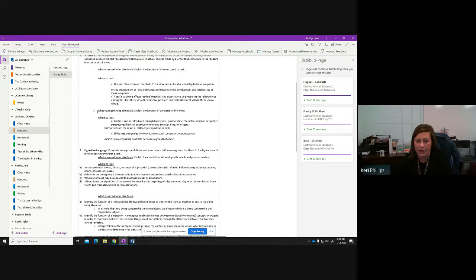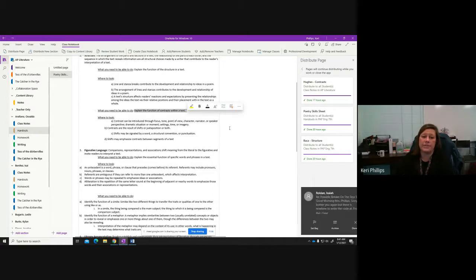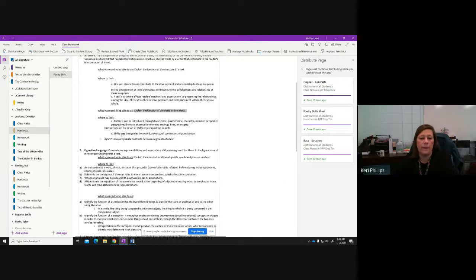So we're going to add on contrasts. You should be able to explain the contrast, like the function, the job. What did that contrast do? So where would we look? A contrast can be introduced through the focus. And by focus, it just means, what's the main idea? What is the writer having you look at or focus on?